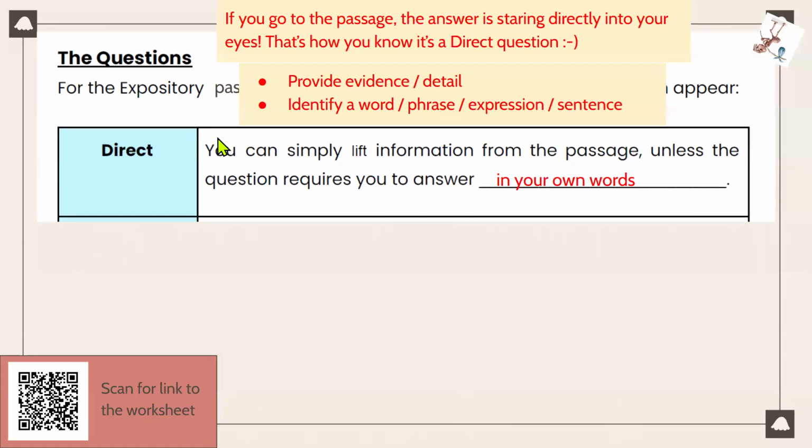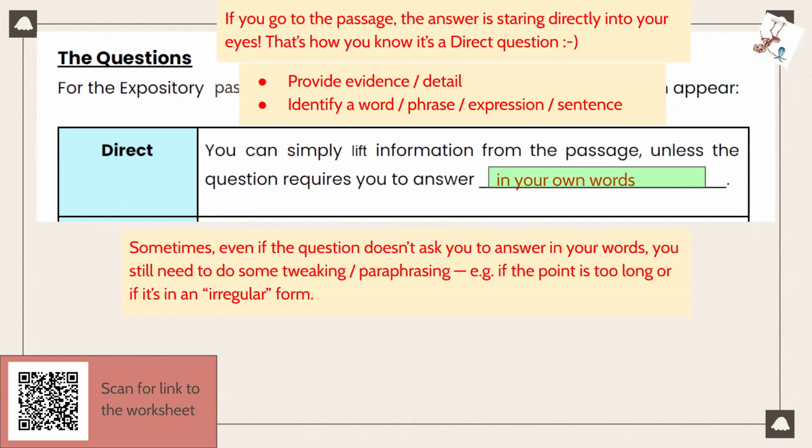Now, to go back to the direct question, do know that when they say answer in your own words, usually the question is quite explicit, right? Identify ABC, answer in your own words. Using your own words as far as possible, identify ABC. But even if the question doesn't ask you to answer in your own words, you still need to do some tweaking or paraphrasing if the point is too long or if it is in what I call an irregular form.